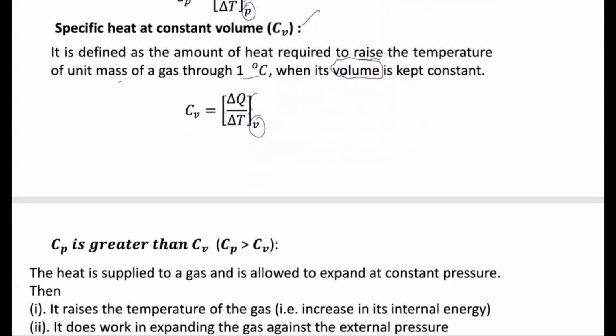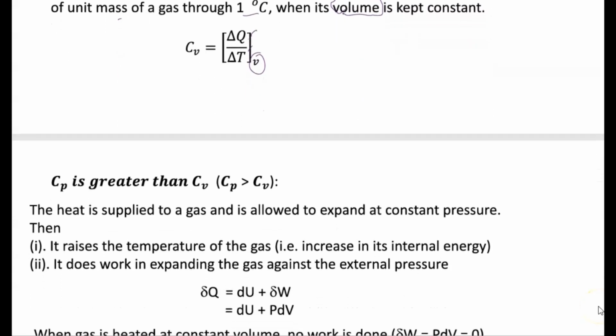Now we apply the CP and CV condition. CP is always greater than CV. Remember, CP is always greater than CV. Heat supplied to the gas, which is allowed to expand at constant pressure, raises the temperature of the gas. A temperature increase means the internal energy increases, since you are providing heat energy. It also does work in expanding the gas against external pressure.